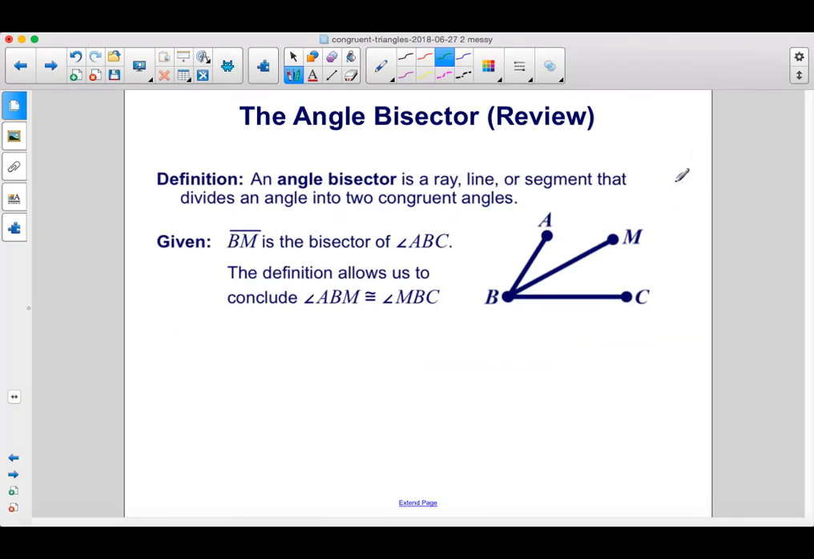The angle bisector review. Definition. An angle bisector is a ray, line, or segment that divides an angle into two congruent angles. BM is the bisector of angle ABC. Therefore, the definition allows us to conclude that angle ABM here is congruent to angle MBC here.